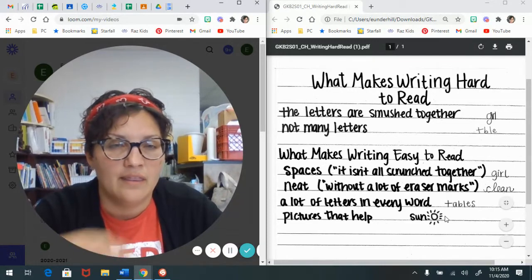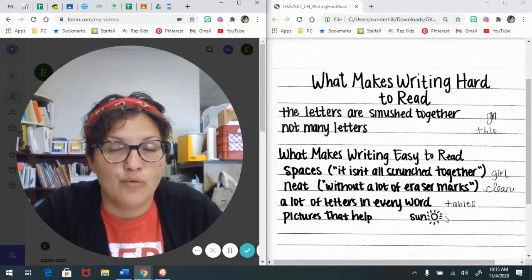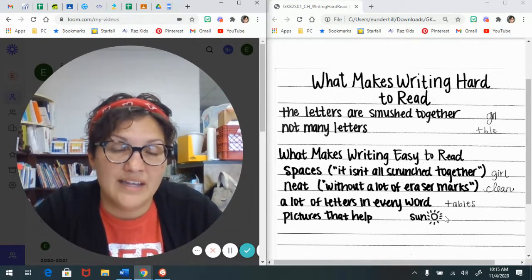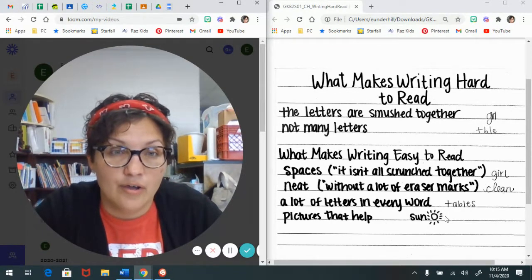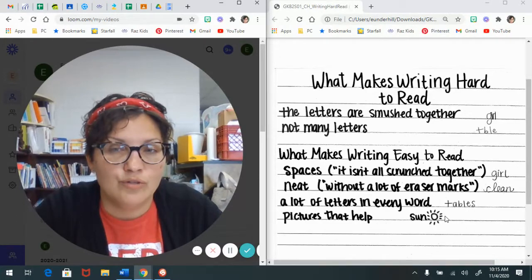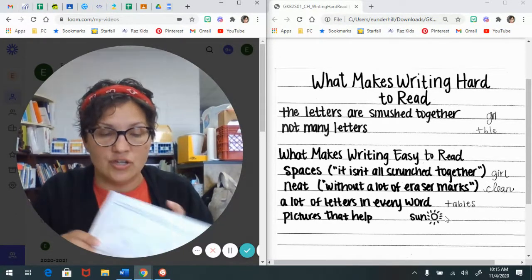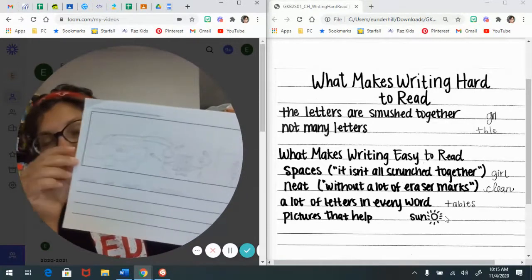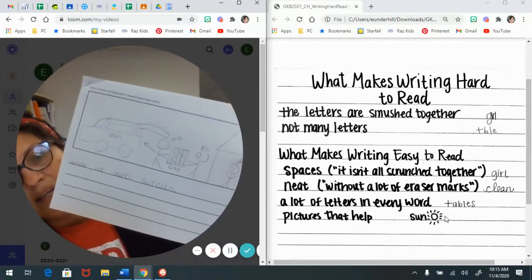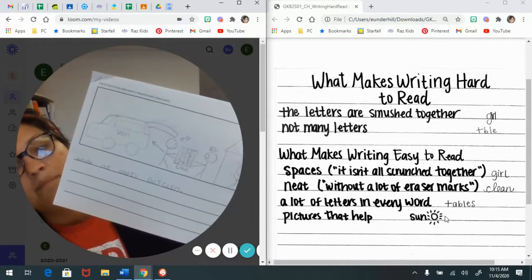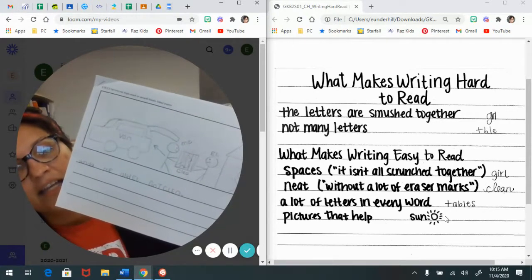And the big thing that we have been talking about is we need pictures that really help the reader to know what's going on in the story. So when I did my page, I wrote, one day me and Eli got Cleo.